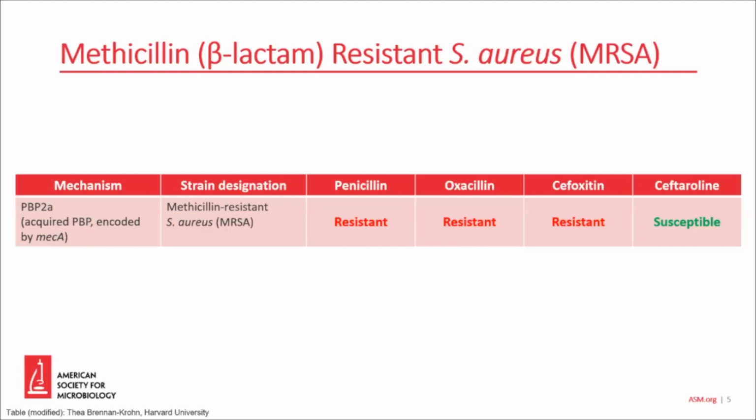So I want to review the resistance profile that we might expect for methicillin-resistant Staph aureus, otherwise known as MRSA. The mechanism, as we discussed, is due to the acquisition of penicillin binding protein 2A. The strain designation would be MRSA, and the isolate would be penicillin resistant, oxacillin resistant, cefoxitin resistant, and ceftaroline susceptible.